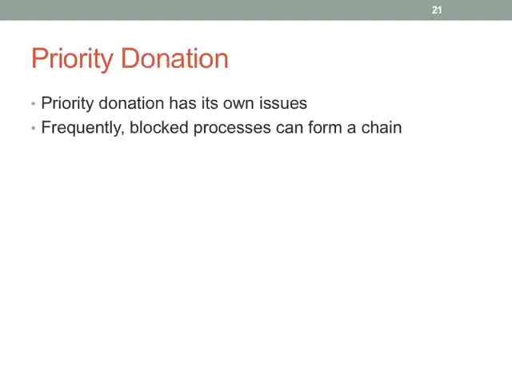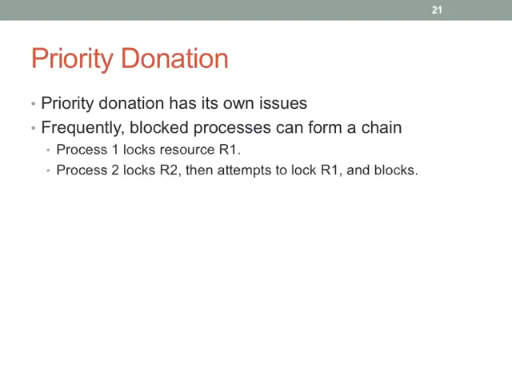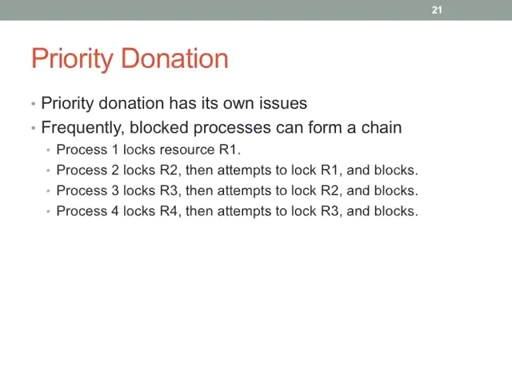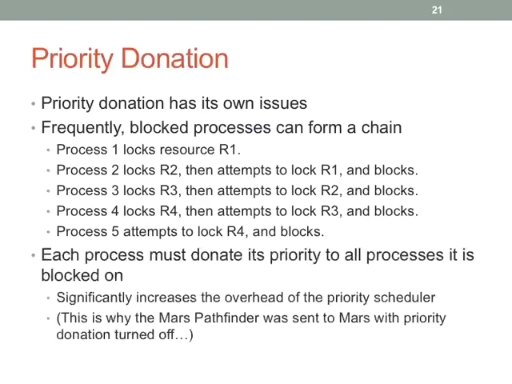Priority donation does have some issues. A lot of times you'll have a process waiting on a process, waiting on a process, and you have to go all the way down that chain. So 2 locks R2 and then wants to lock R1, 3 locks R3 and then wants to lock R2, and so on. If process 5 is high priority, then you have to make sure process 1's priority is updated to reflect everybody in between. Clearly that takes some time. So this is serious overhead.